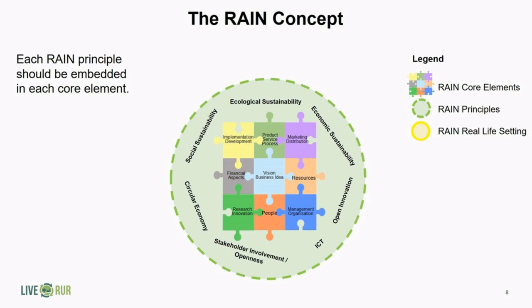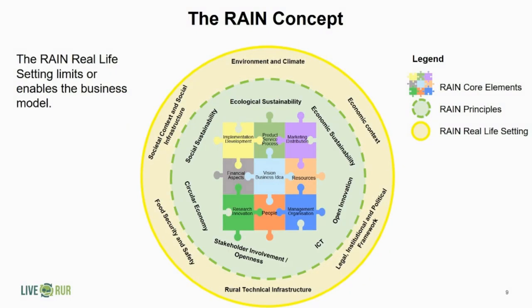The RAIN principles have been developed and structured as an outcome of the LiveRur project. These principles are social, economic, and ecologic sustainability, open innovation, ICT, stakeholder involvement and openness, and circular economy. The environment or the outside world in which the activity takes place also needs to be taken into account. It was called the RAIN real-life setting, which limits or enables a business model.